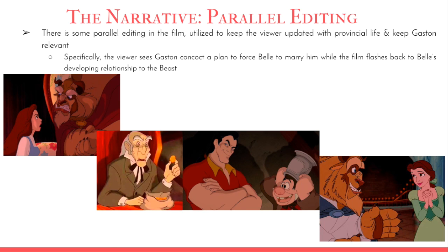So, for example, here you have Belle and Beast arguing, and it's kind of a change in their relationship. And then you have some parallel editing where you see Gaston concocting that new plan to force Belle to marry him. And then after that, you see Belle and Beast's relationship take on a more romantic side.